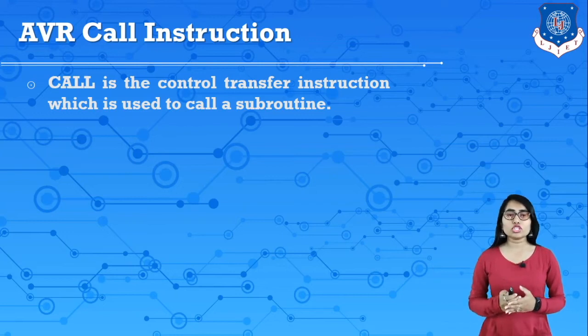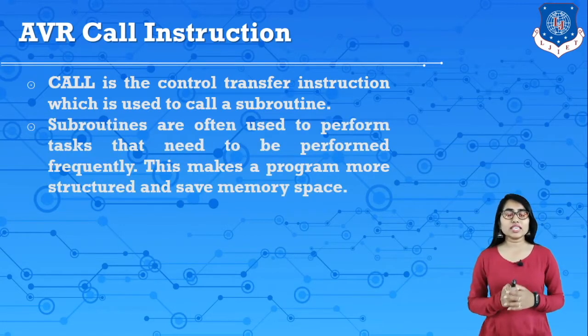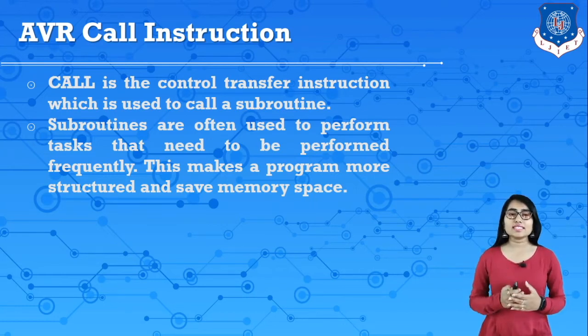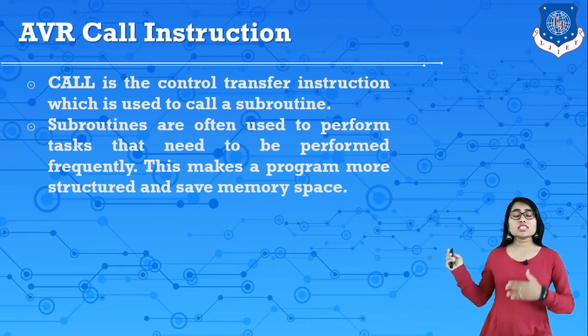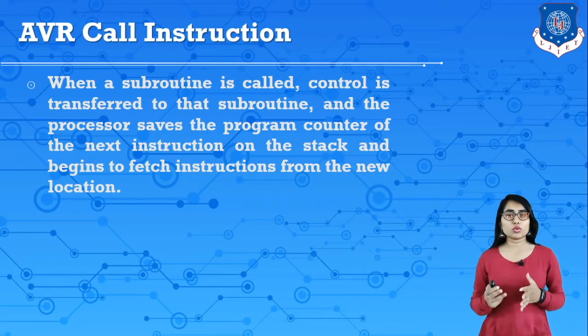So whenever we want to call a subroutine, we have a call instruction to perform the task of the subroutine. These subroutines are often used to perform tasks that need to be performed frequently. This makes a program more structured and saves memory space. So when a subroutine is called, control is transferred to that subroutine.